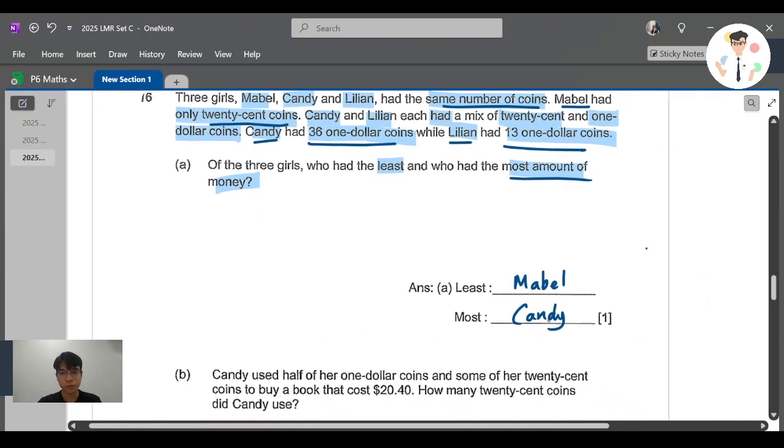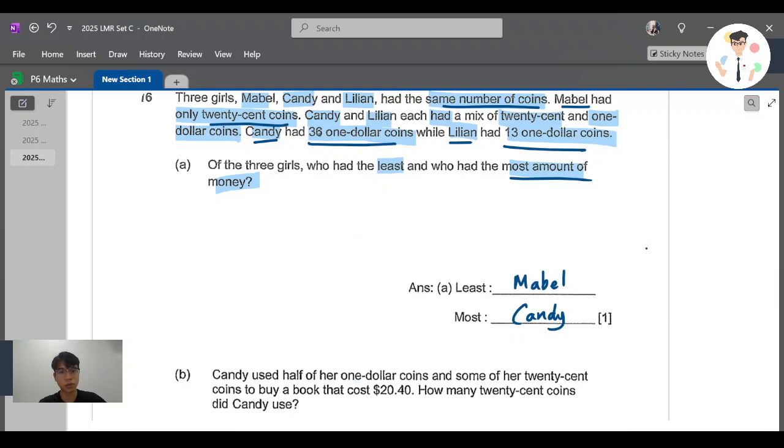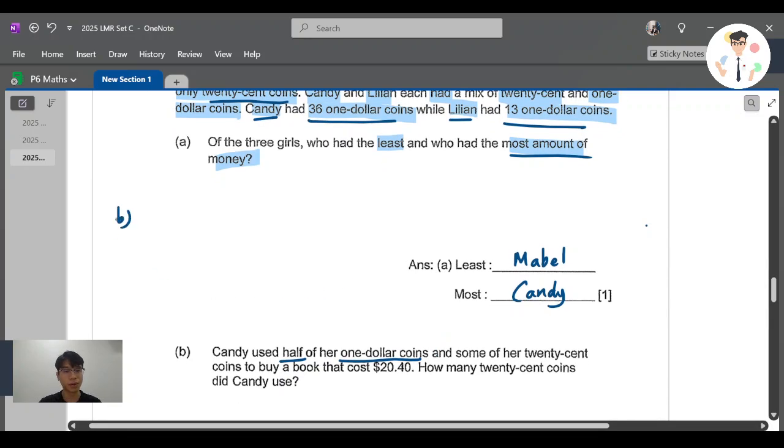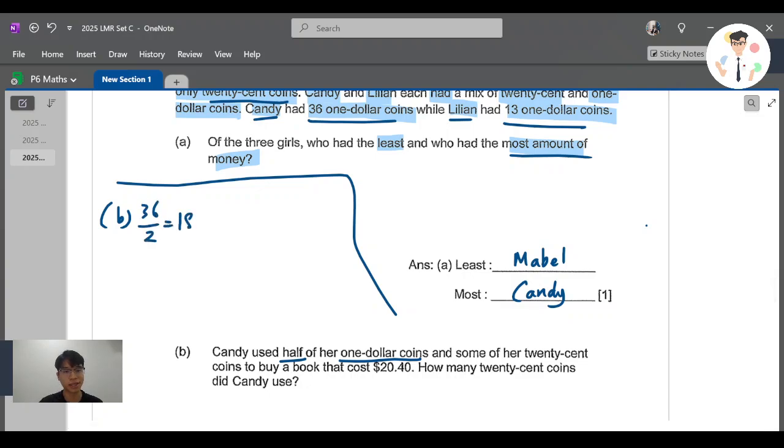Part B. Candy used half of her $1 coins. So Candy now has 36, right? If she uses half of her $1 coins, let me just write B here for my convenience, so 36 divided by 2 means 18. So she wants to use $18 to do something, and some of her 20-cent coins, that is, plus another part of 20-cent coins, to buy a book that costs $20.40. How many 20-cent coins did Candy use?